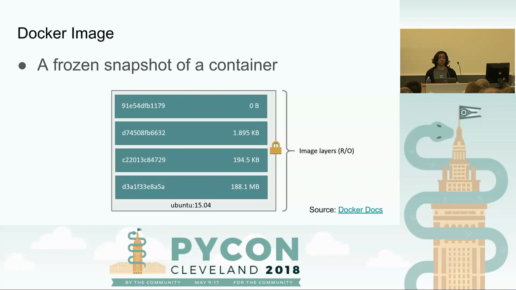So what's an image? An image is a frozen snapshot of a container, and each image consists of a set of read-only layers that are stacked on top of each other. And each layer, it's the set of differences from the layer below it.